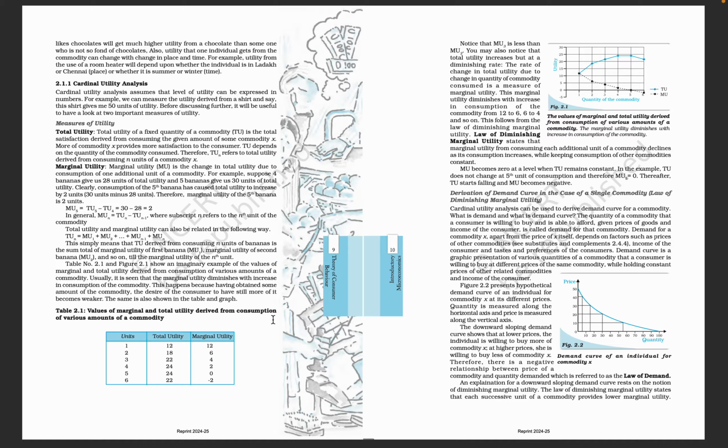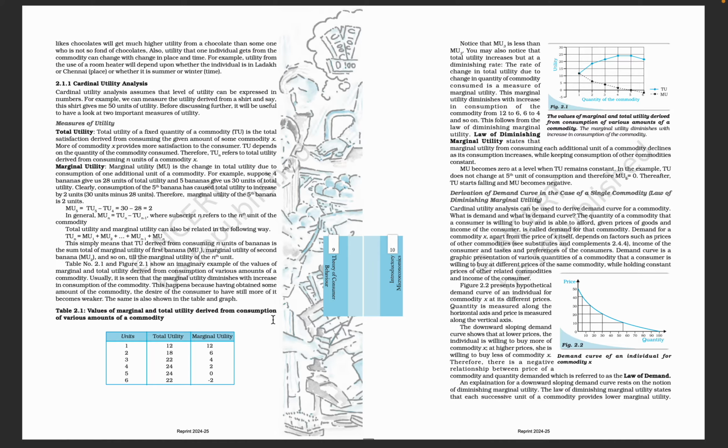utility. This marginal utility diminishes with increases in consumption of the commodity, from 12 to 6, 6 to 4 and so on. This follows from the law of diminishing marginal utility. The law of diminishing marginal utility states that marginal utility from consuming each additional unit of a commodity declines as its consumption increases, while keeping consumption of other commodities constant.